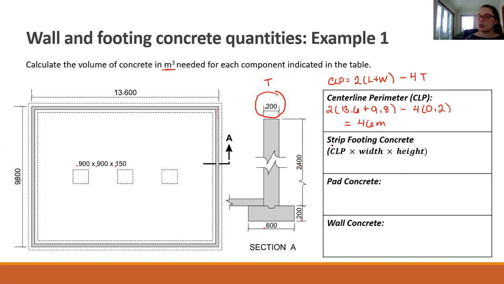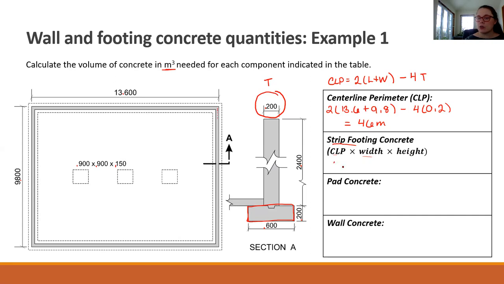Now, if we want to find the strip footing, we're going to be dealing with just this component. Here's our strip footing down here. So I want to know, well, how much concrete's needed for that? Well, if you think about what's the area it would take up, or you can think of what's the length of it, the footing is going to be the length of the centerline perimeter times the width of the footing. That'll give you basically the area, the footprint that it will take up, times how high it is.